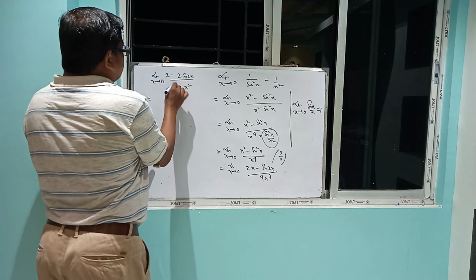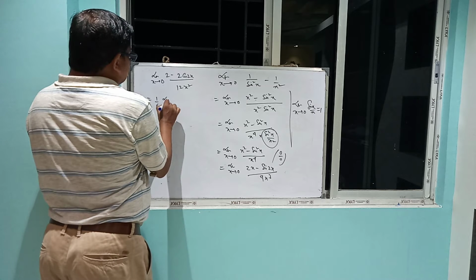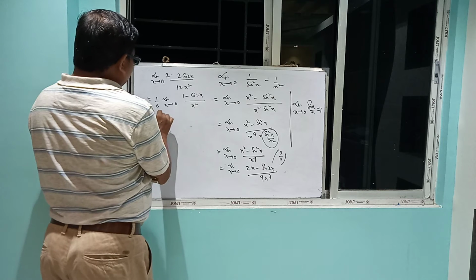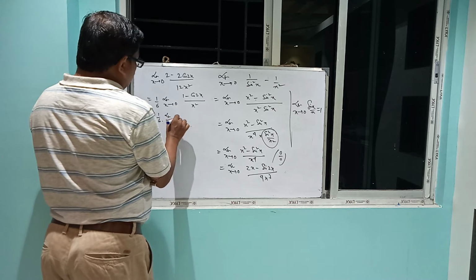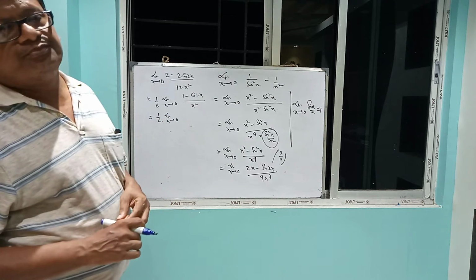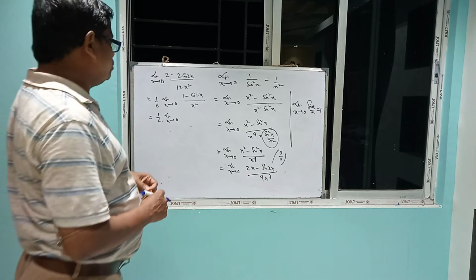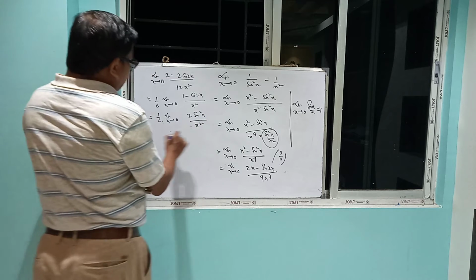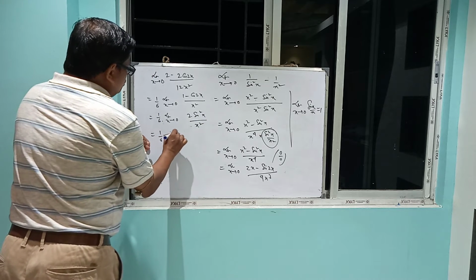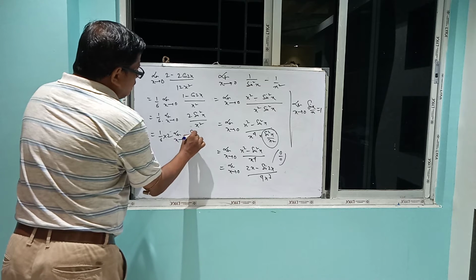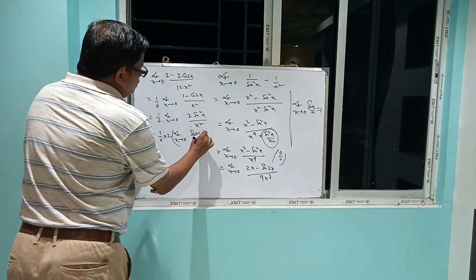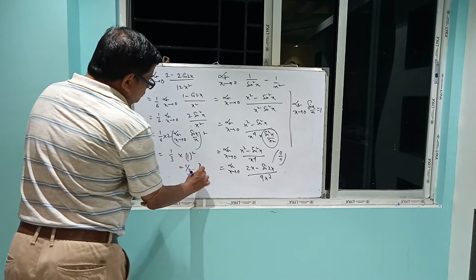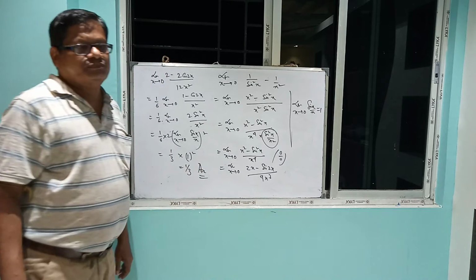Now take 2 outside, so 1 by 6, limit x tends to 0, (1 minus cos 2x) by x square. So 1 minus cos 2x, you know the formula? Multiple angle formula, 2 sine square x. So write 2 sine square x by x square. So 1 by 6 into 2, limit x tends to 0, (sin x by x) whole square. That is 1 by 3, since this is 1 whole square. So write 1 by 3, this is the answer.